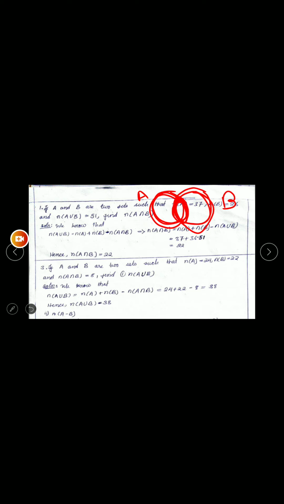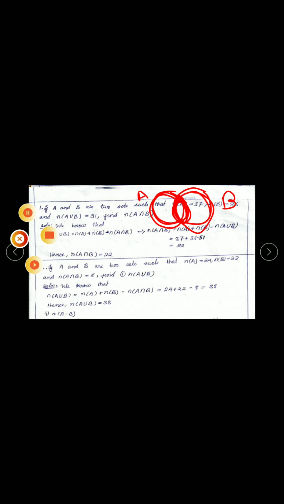We need to find this portion, A intersection B. I already said that the formula for A union B is n of A plus n of B minus n of A intersection B. In order to answer this question you need to find out A intersection B, so we have to move the term: the minus sign will be plus, and the plus sign will be minus, and then we can find A intersection B.